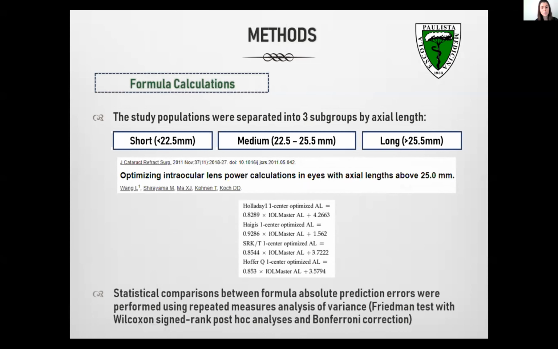The statistical comparisons between formula absolute prediction error were performed using repeated measures analysis of variance with the Friedman test, with Wilcoxon signed rank post hoc analysis, and Bonferroni correction.